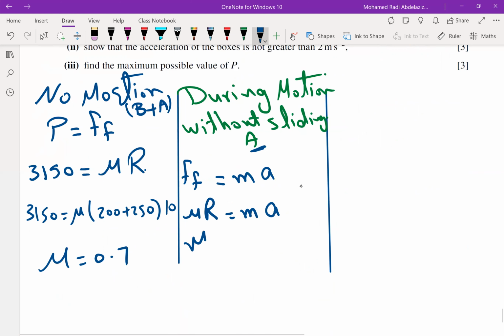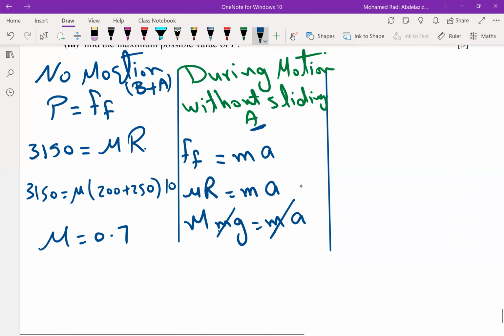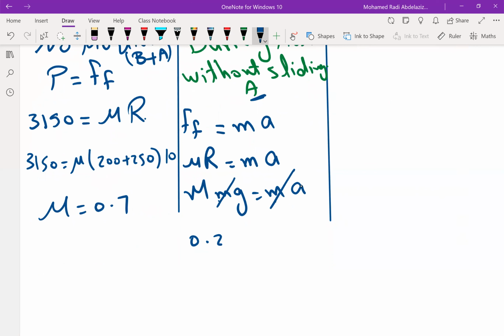The friction force mu R is equal to mass times a. R is mg, I'm talking about particle A. You can remove the mass from both sides. It's given that the coefficient of friction is 0.2, so 0.2 times g, which is 10, is equal to a. So the acceleration is equal to 2.